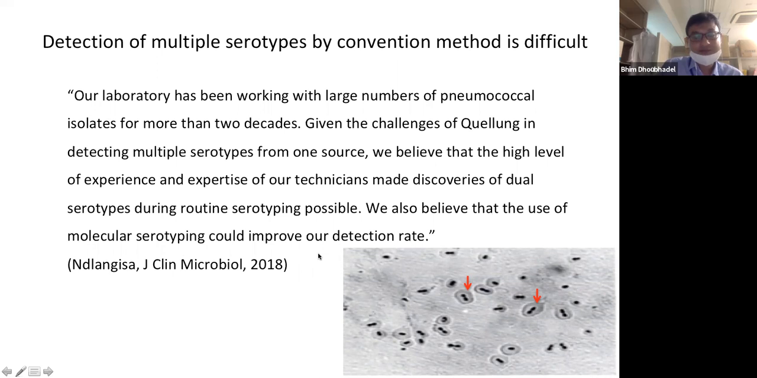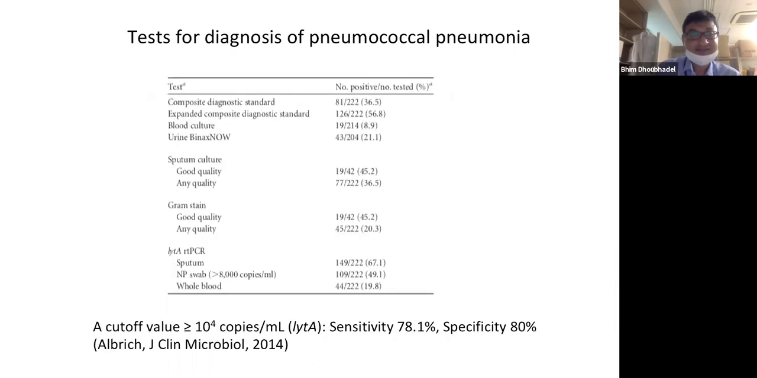So people used to think that due to the limitation of the conventional serotyping, multiple serotypes could not be detected or could not be known for a long time. So that was the background. Regarding diagnosing pneumococcal pneumonia, PCR and molecular methods came up, and were being compared with the sputum as well as blood culture and urine antigen.